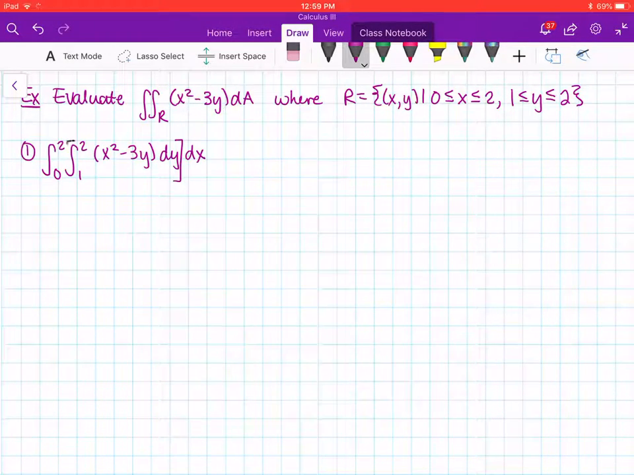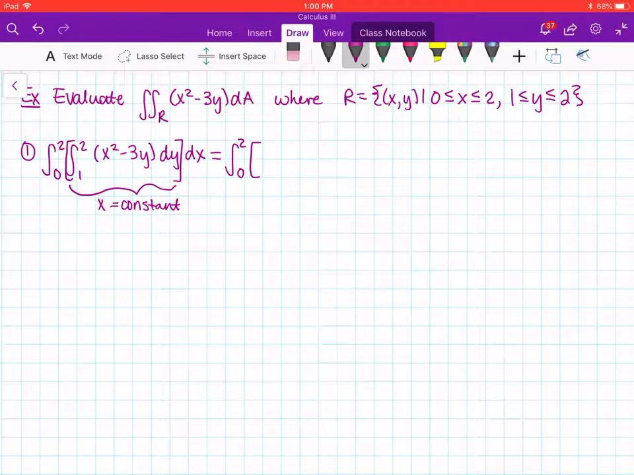So for our first integral, our inside integral, we have x is a constant. We can go and integrate this right away. So we go from 0 to 2. We integrate, x is a constant, so the integral of x squared is x squared y. And then we have minus 3, and we add 1 to our exponent for y, and then multiply by 1 over the new exponent. And we have to evaluate that from 1 to 2, and then we have a dx.